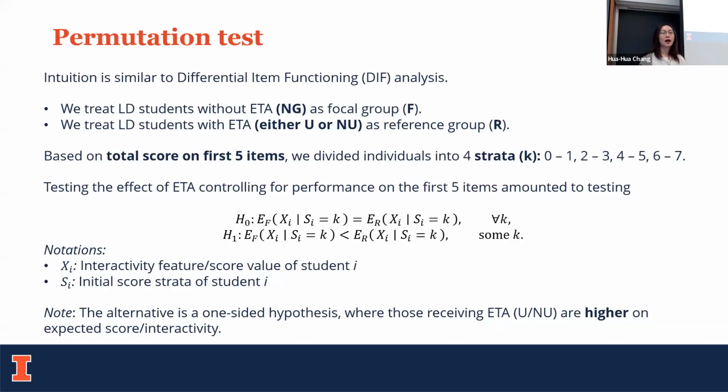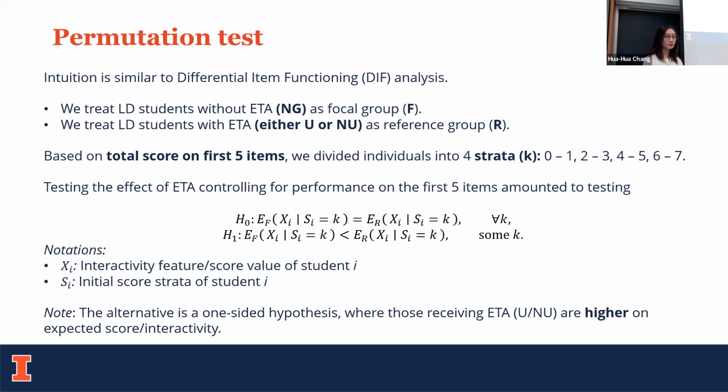All right. Later on, we will try to further control on the initial performance on the first few questions of the students to test for the effect of ETA. The idea of the permutation test is very similar to differential item functioning analysis in psychometrics, when we're interested in the bias of test questions against certain groups. We're going to treat these students with that ETA, so the not granted group, as the focal group.